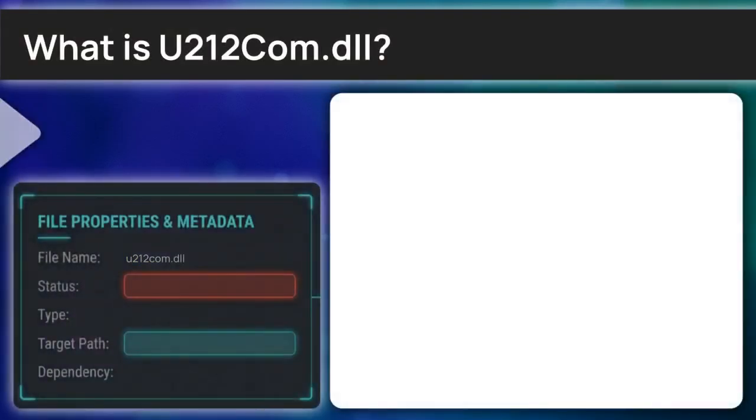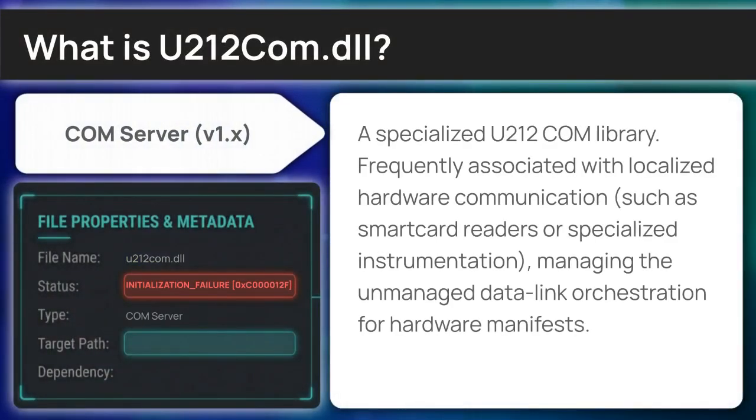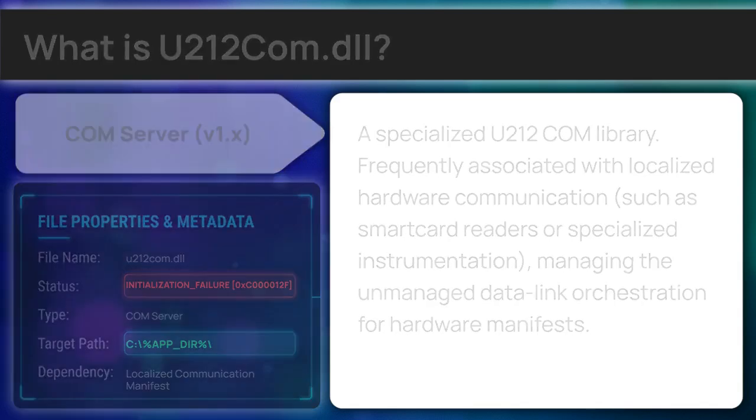This is the U212 COM, a specialized U212 COM library, frequently associated with localized hardware communication, such as smartcard readers or specialized instrumentation, managing the unmanaged data link orchestration for hardware manifests. Since we've covered what this file is, let's move to the primary fix.